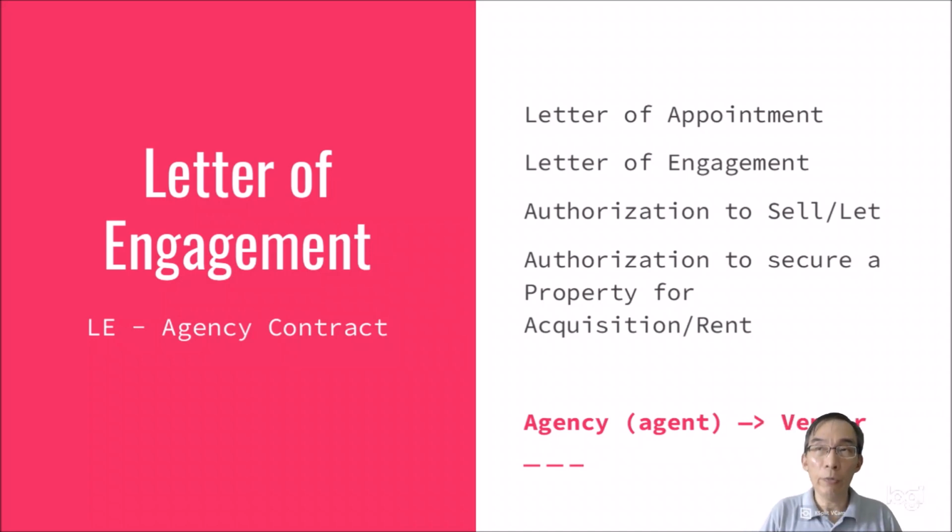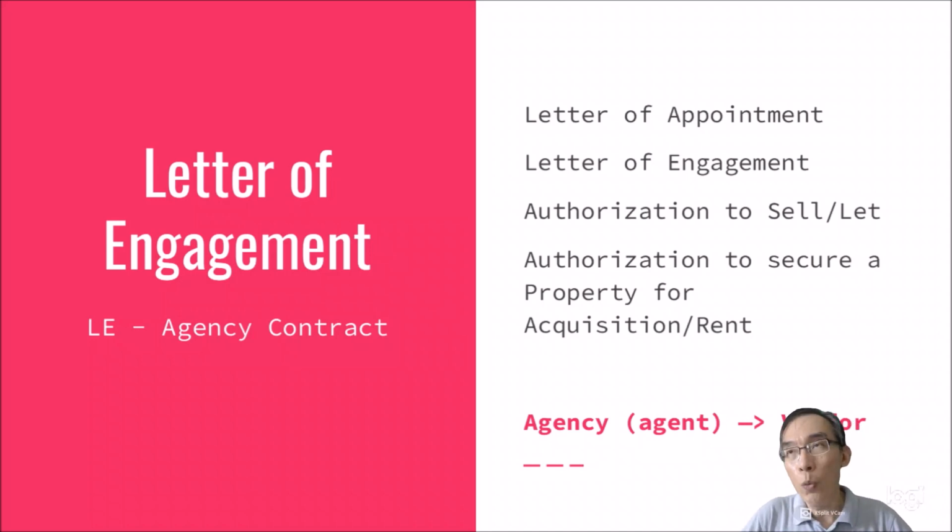So the agency firm represents this vendor, the seller, to promote this property to its potential prospect. This potential prospect is a third party in the agency contract. So this letter of appointment or letter of engagement is a very important piece of legal document. It's a binding contract between the agency and the vendor. The vendor here is the owner or the seller.